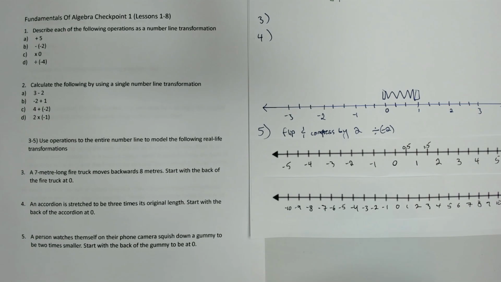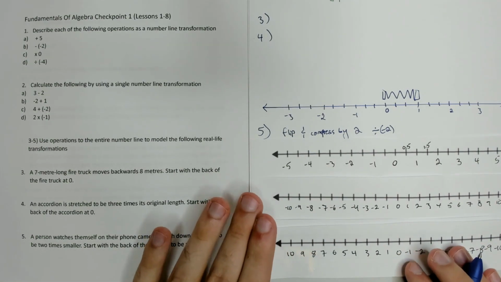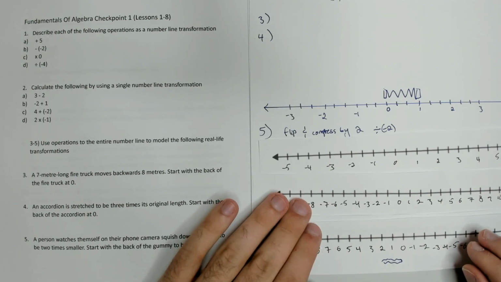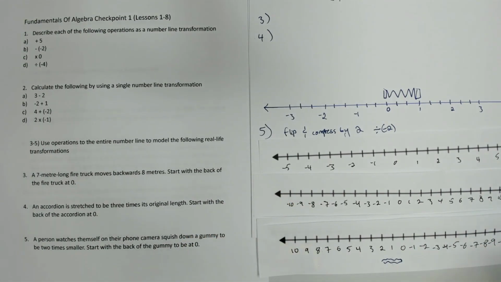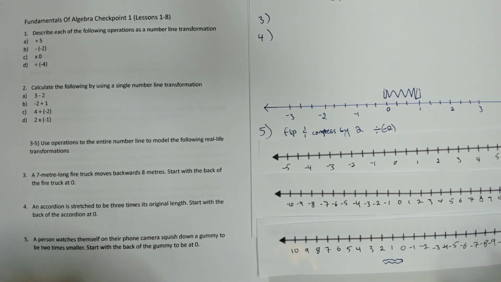And we also have a flip, though, that occurs, right? If we take this number line and we flip it, so this is the dividing by 2 and this is the flipping part, then we get the overall transformation of dividing by -2. All right, so now let's say the gummy is 2 meters long. Again, it doesn't really matter because ultimately what happened is we compressed and we flipped.